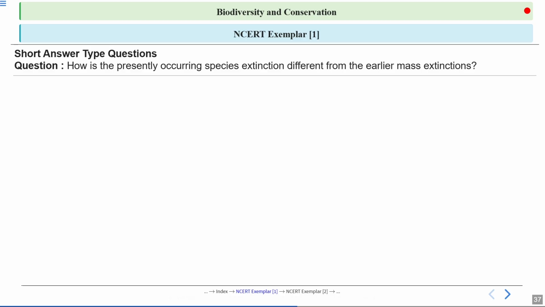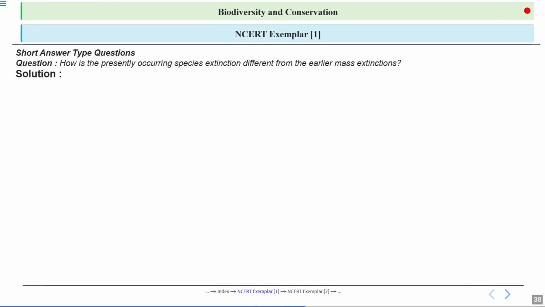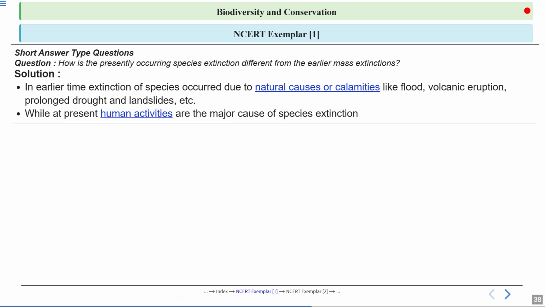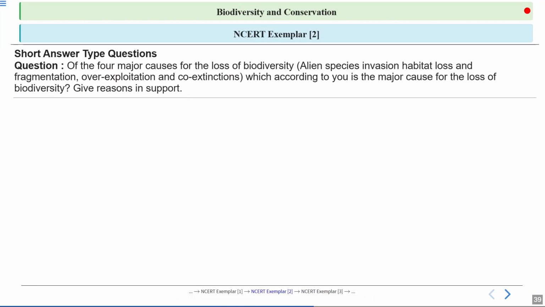Next question, how is the presently occurring species extinction different from the earlier mass extinctions? Let's have a look at the answer. Now, in earlier times, extinction of species occurred due to natural causes or calamities like flood, volcanic eruption, prolonged drought, and landslides. While at present, human activities are the major cause of species extinction.